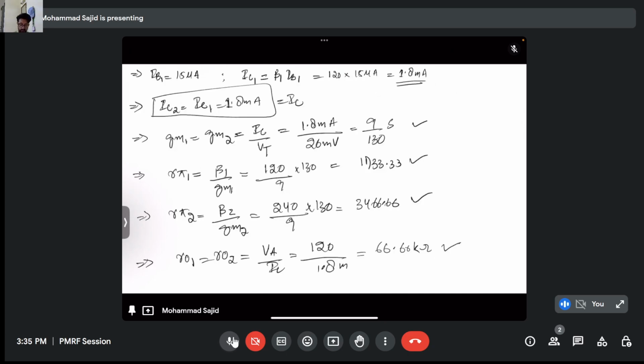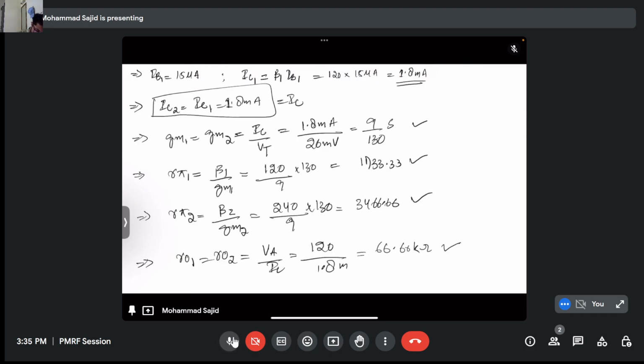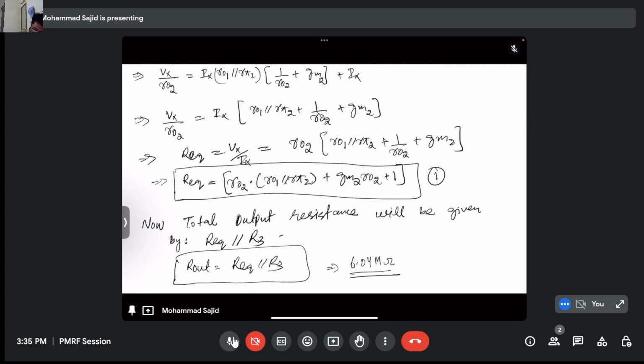Now that we are done with this first part, we can move to the second one. And also, let me just write the answer for R equivalent. It comes out to be 15 mega ohm. Find the values. If these values are incorrect, please do comment in the video.